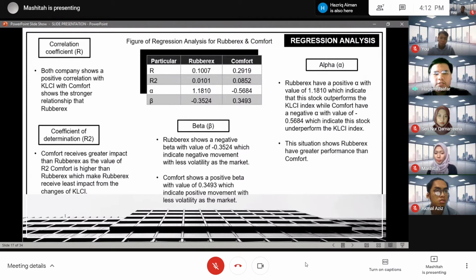This situation shows that Rubberex has a greater performance than Comfort. For beta, Rubberex has a negative beta with a value of negative 0.3524, which indicates negative movement with less volatility than the market, while Comfort shows a positive beta with a value of 0.3493, which indicates positive movement with less volatility than the market.